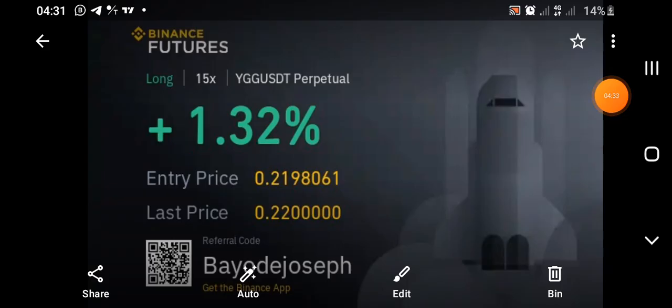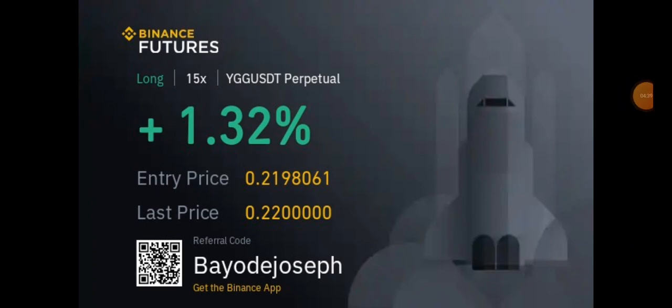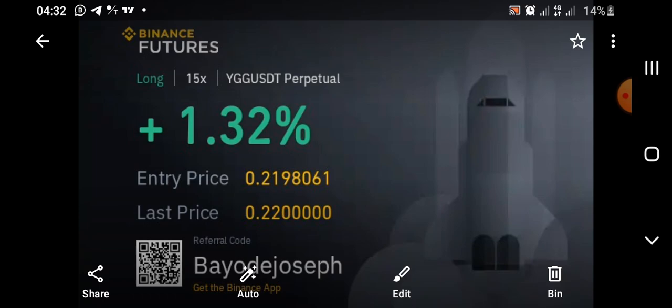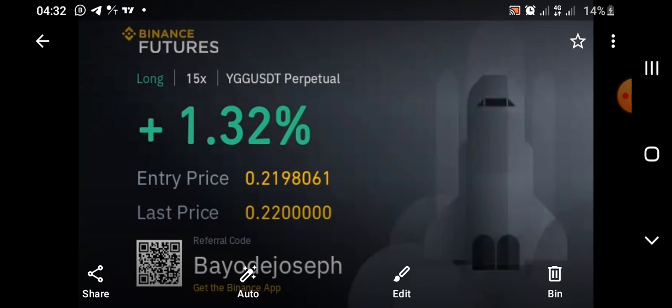Let me show you another one. This one is YGG, and you can see the entry, and I've made 1.32. I just entered this one because of what we have discussed, because it has already formed divergence, and all that we need to see has been formed. I'm still going to explain other things to you, just stay along with me. Then see the other one here.